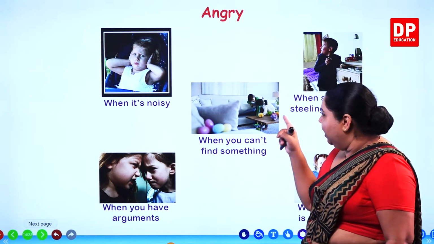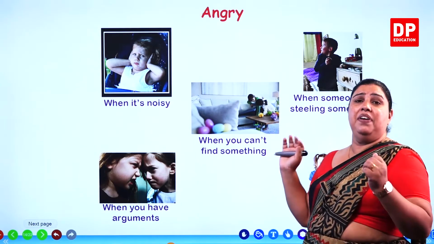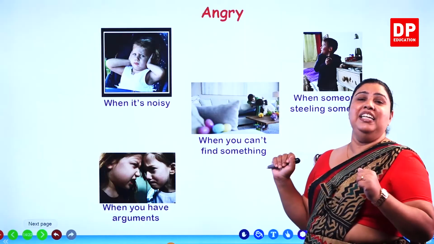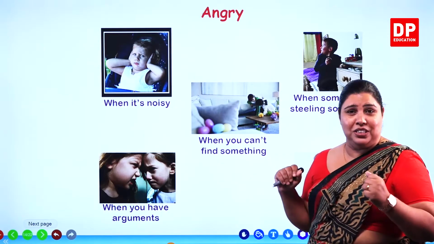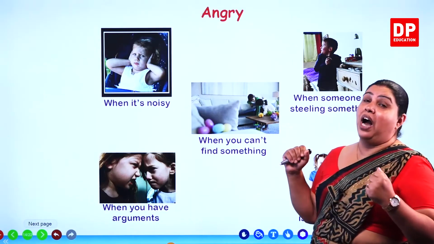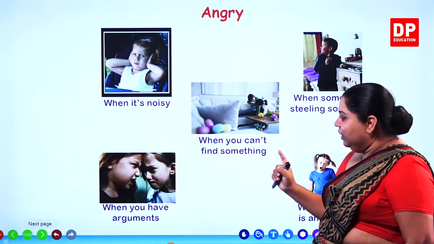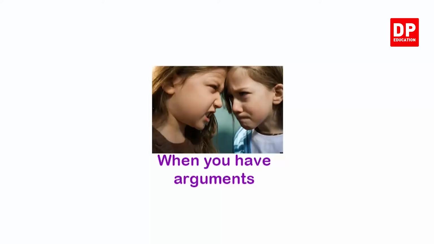You're looking under the chair, under the table, under the couch, everywhere, but you cannot find the thing that is lost. When something is missing and when you can't find it, you will feel angry. Tarahayana. Then can you see this picture? You have got angry. You will feel angry. When you have arguments. What is arguments?